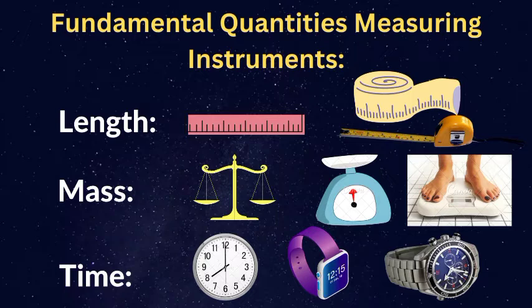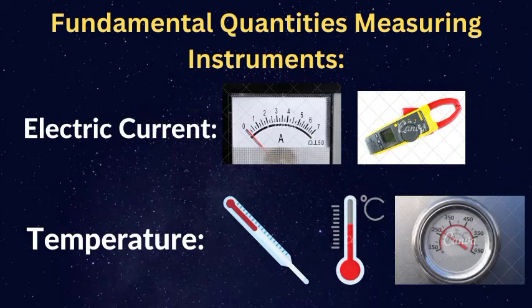Now there are various measuring instruments to measure the fundamental quantities, like length. You can use scale, you can use measuring tapes. In mass, you can use balance, electronic balance. Time, clock, watch, like that. Now electric current, ammeter or tong tester. Temperature, day-to-day use, when you are having a fever, use thermometer. There are various industrial thermometers to measure high temperature. There are various gauges.